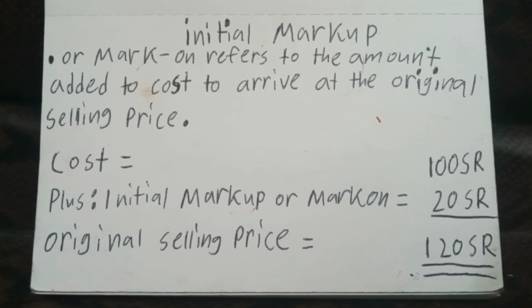It refers to the amount added to cost to arrive at the original selling price. It is sometimes referred to as margin. In other words, it is the difference between the original selling price and the cost. Let's say for example, I marked the merchandise that I bought for 100 reals to sell at a price of 120 reals. The 120 reals is the original selling price, and the 20 reals is the initial markon or markup.